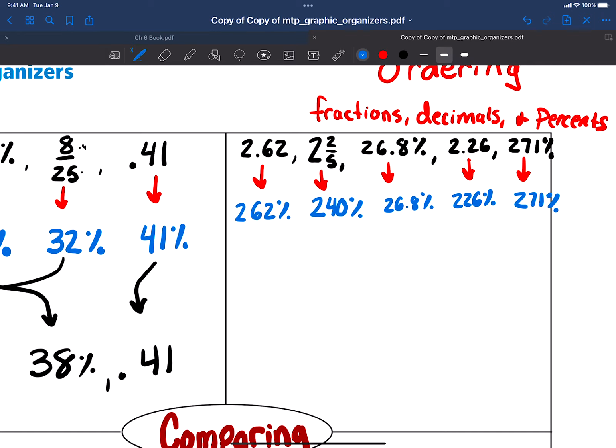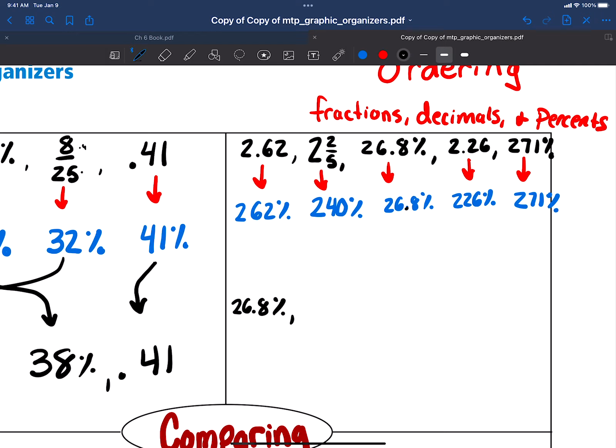Now I'm still ordering these in order from least to greatest. So the smallest percentage I have is very blatantly obvious. It's just 26.8%. So I'm going to rewrite that over here and back into its original format, which was just 26.8%. He's smallest. The next smallest, now I'm going to compare these.